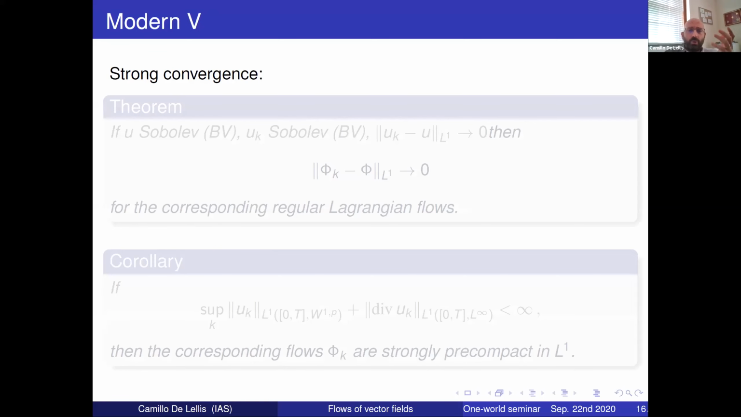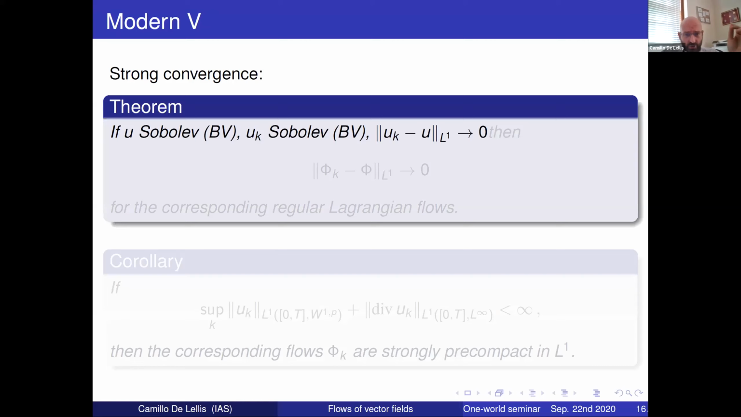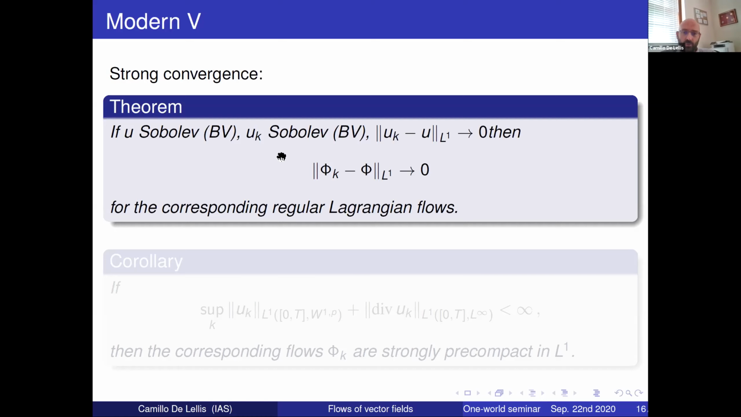Okay, now we also have strong convergence, so these regular Lagrangian flows are actually stable. So if you have a sequence of u_k which are in Sobolev or in BV, and they are converging to a final u which is Sobolev or BV strongly in L1, then your regular Lagrangian flows will actually converge strongly. And I don't actually need for this theorem a uniform control on the Sobolev regularity of u_k. I actually just need that the final guy and the approximating guys are in the correct spaces, but the convergence might actually be much weaker.